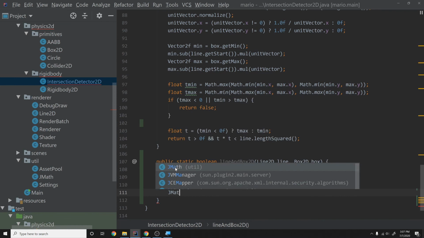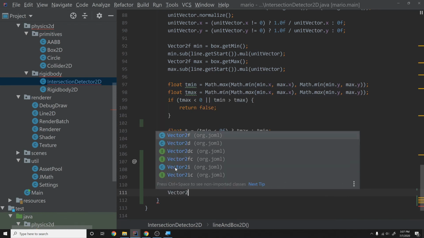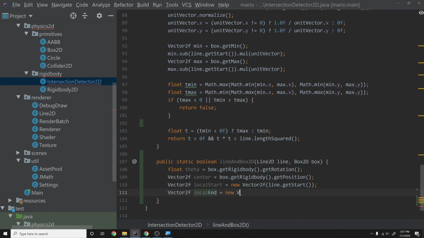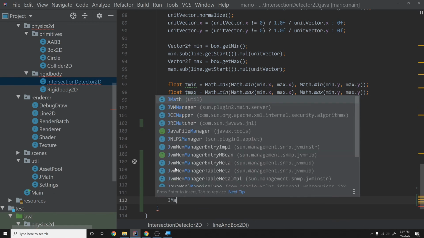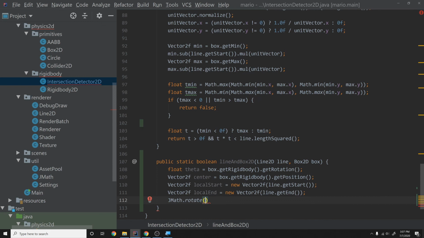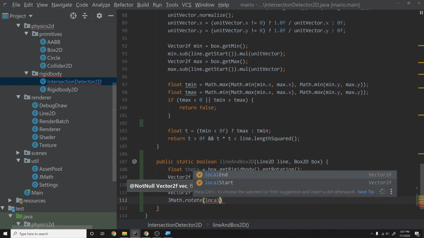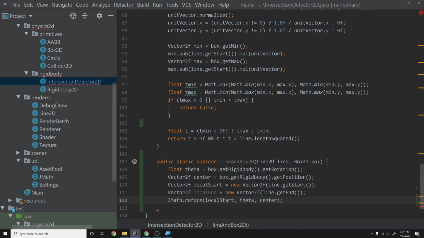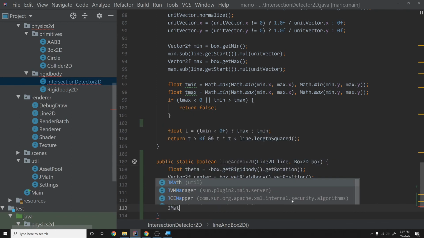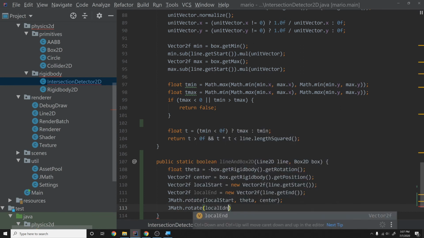And then we're going to say vector 2f local start equals new vector 2f line.getStart. And then we're going to rotate this. Well, actually, let's say vector 2f local end equals new vector 2f line.getEnd. Rotate both of those with our function jmath rotate. We'll say rotate local start around theta and around our center. And make sure theta is negative. We want to make sure we're rotating it negative around our box because that will make sure we rotate the correct direction. And then rotate our local end about theta, about the center.